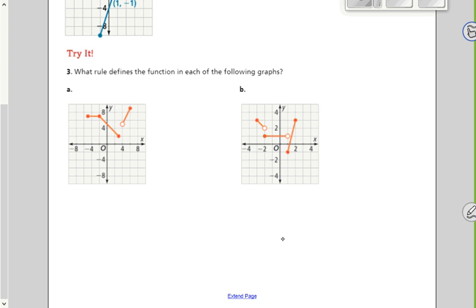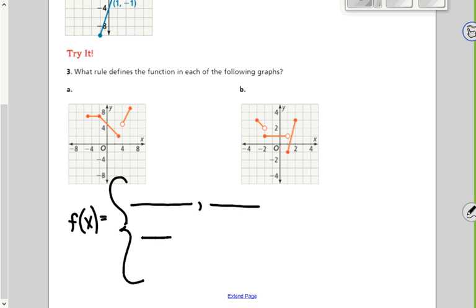Write rules to define the function in each of the following graphs. On the left, I see three pieces, so I'm going to get set up with an f of x equals this big brace. And then I need to fill in with a function and a domain, and a function and a domain, and a function and a domain.